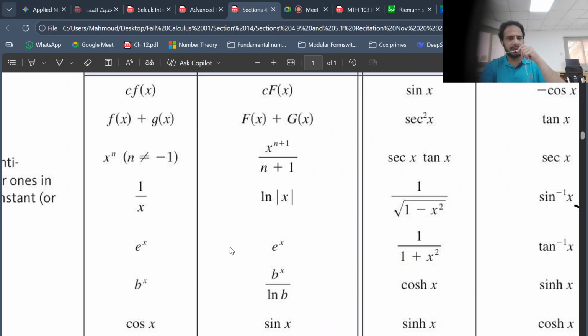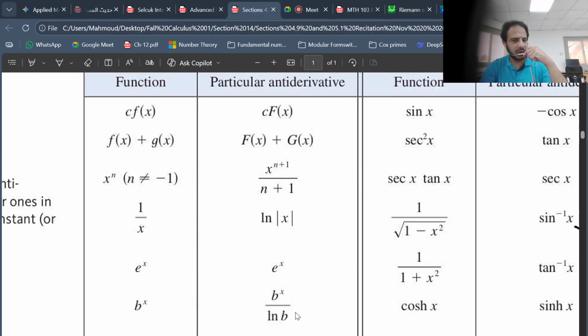here e to x, the antiderivative is e to x. b to x is b to x over ln b. Note here the difference between differentiation and antiderivative: for the derivative you multiply by ln b, right? But for the antiderivative you divide. Good? Now the antiderivative of cosine is positive sine.